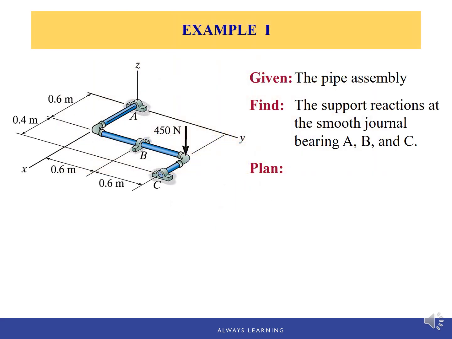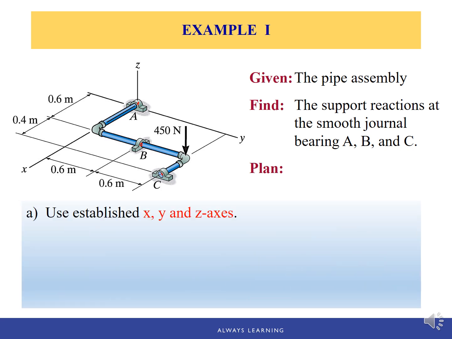In this example, we have a pipe assembly, and we're looking for the support reactions at the smooth journal bearings A, B, and C. So as before, if the XYZ axes are not given, we need to set them up. But in this problem, they're already given. We already have the XYZ axes. And then we're going to draw the free body diagram of the pipe assembly, meaning we need to remove those supports, the smooth journal bearings at A, B, and C, but only leave the reactions on the free body diagram.